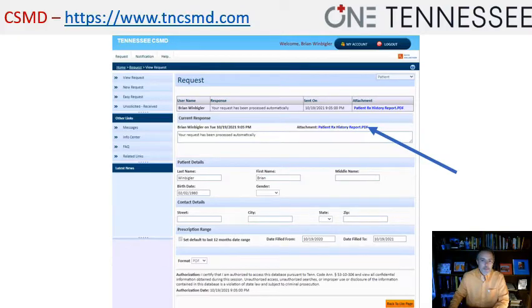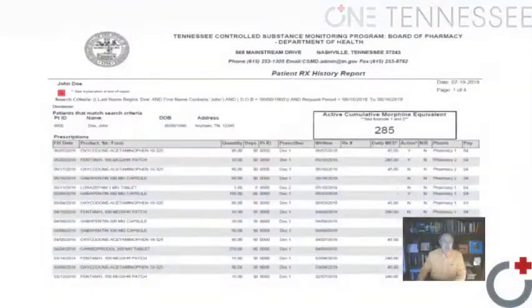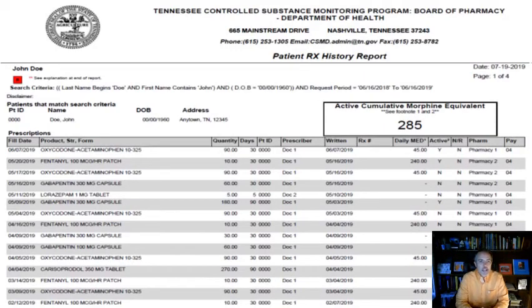And this is what a standard report looks like. So you'll see the patient's name, their demographic information, and the box on the right side, you'll see a 285. This is the active cumulative morphine equivalent. This is just a guide. Remember, above 50 morphine equivalents, that's when the hazard ratio increases.